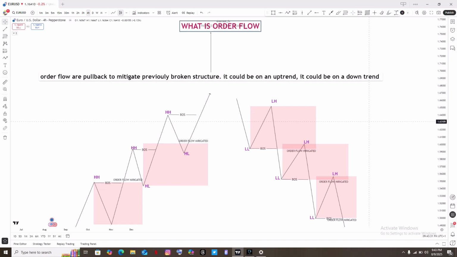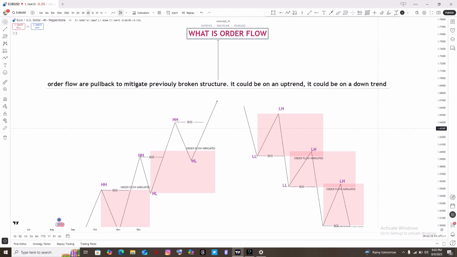This is going to be a continuation of our previous class. Today we are going to be talking about order flow, which will be our first topic for this video. Now, what is an order flow? An order flow is a pullback to mitigate the previous broken structure. It could be an uptrend or a downtrend or even a reversal.